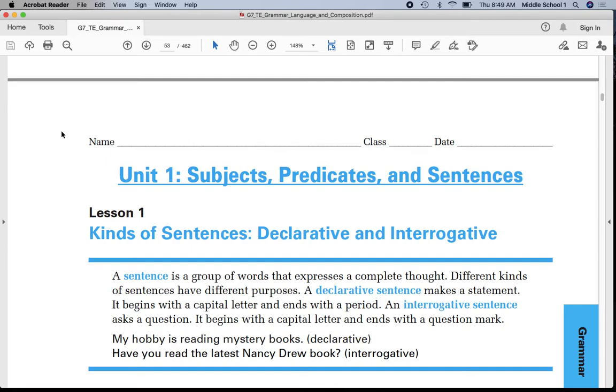Good morning, 7th grade. Today we're going to begin Unit 1, dealing with subjects, predicates, and sentences. Follow along with me today and fill in the answers as we go through each one of the sentences. When we finish today, your lesson will be totally completed. Let's get right at it.